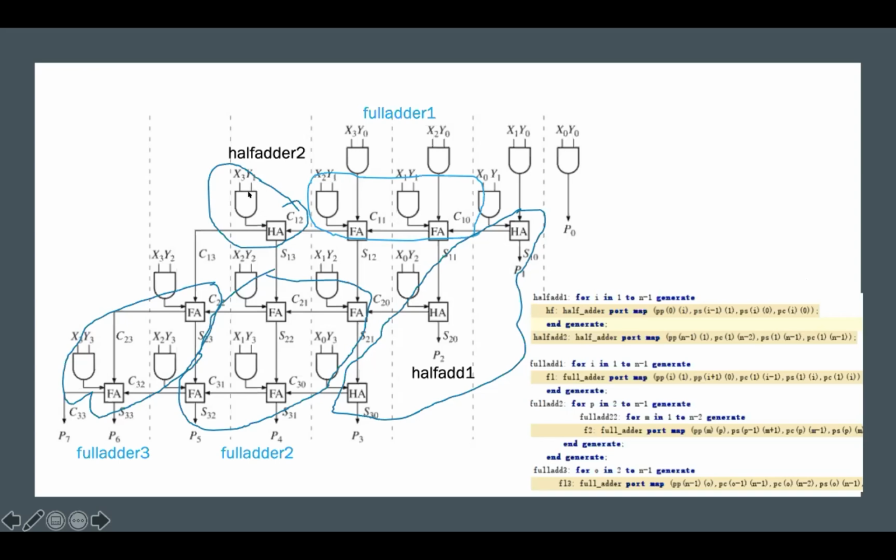It's the last half adder, the last half adder, all in the first line. So I divided it into an individual group. And then for the full adder, I divided it into 3 groups.